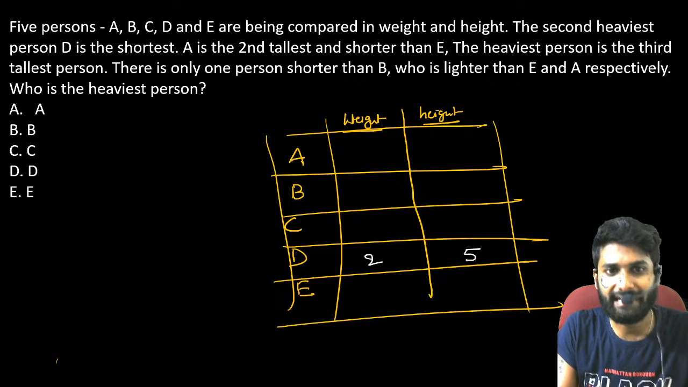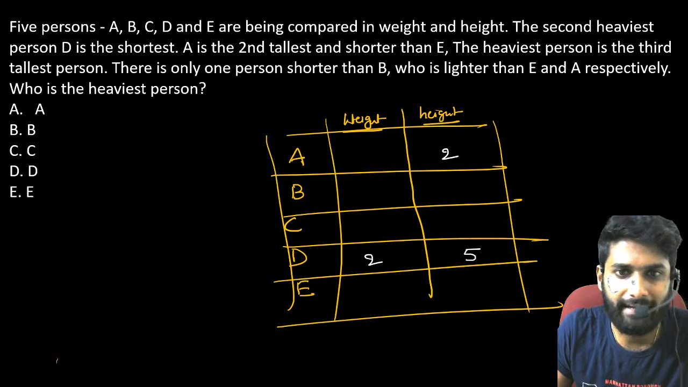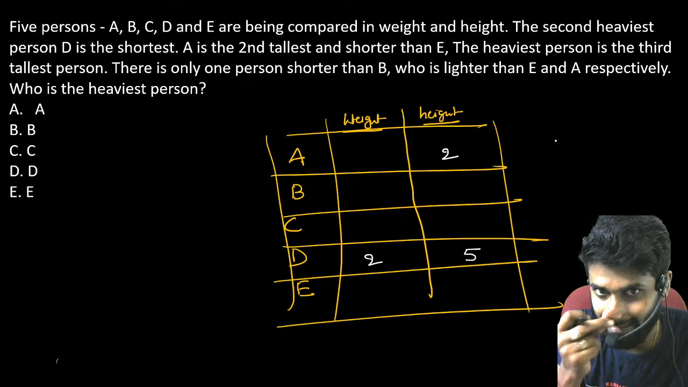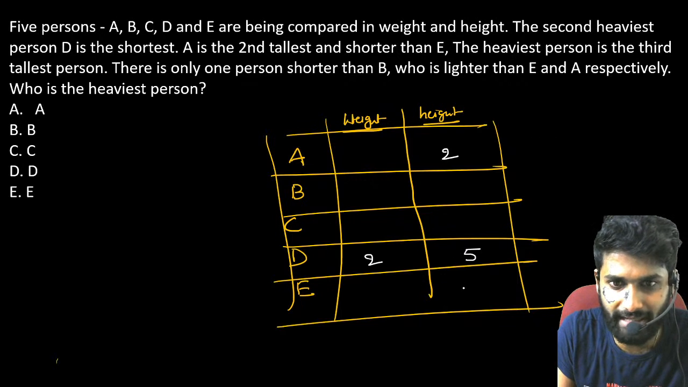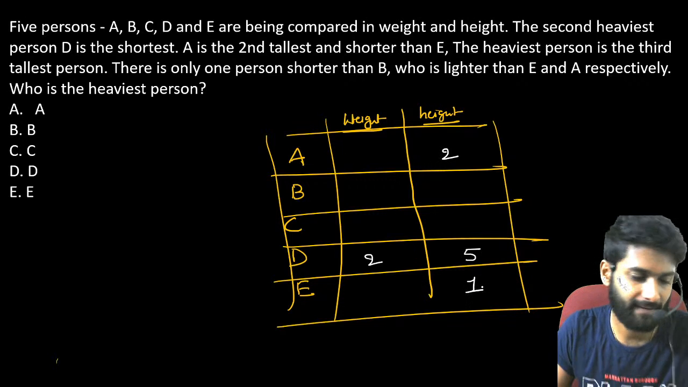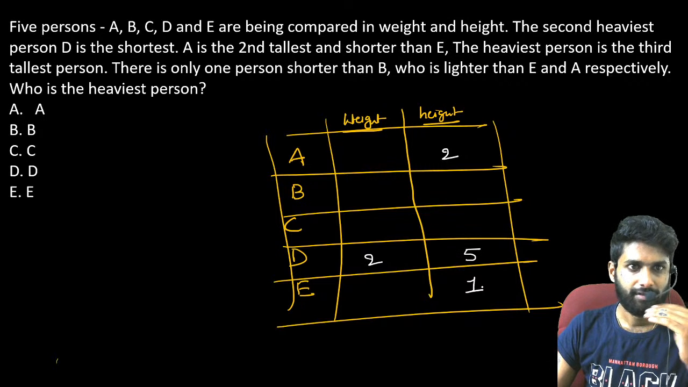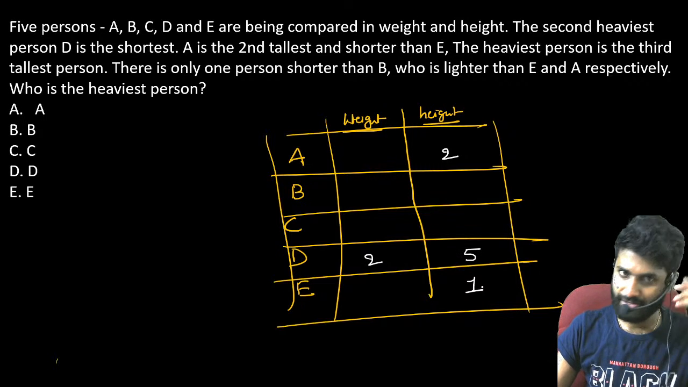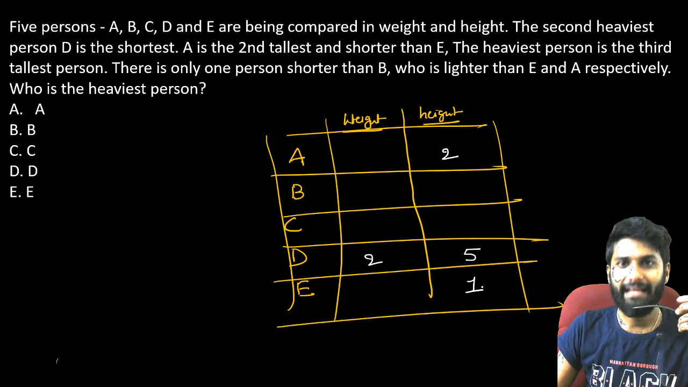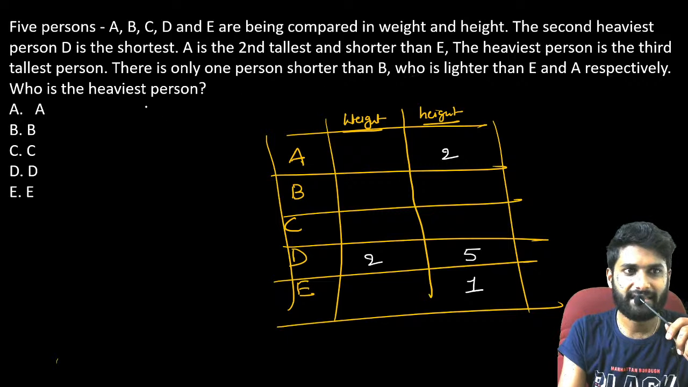A is the second tallest, and is shorter than E. So I can confirm that A is shorter than E. A is the second rank, and E must be the first rank. Clear on that information? What is the information? A is the second tallest person and is shorter than E, so you can confirm that E is first rank. Next one: the heaviest person is the third tallest person.